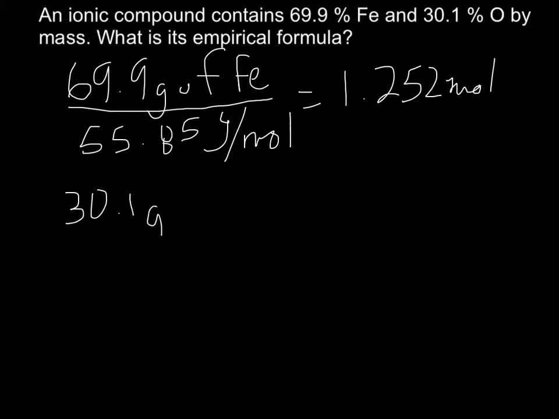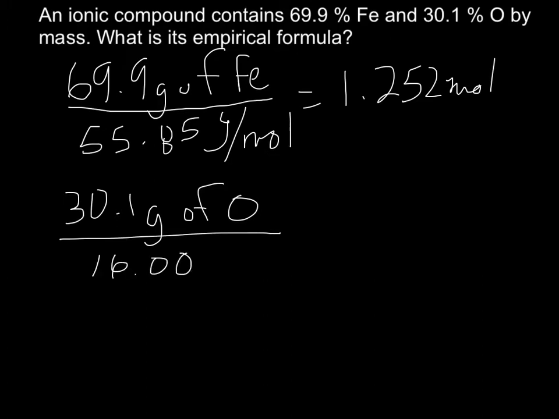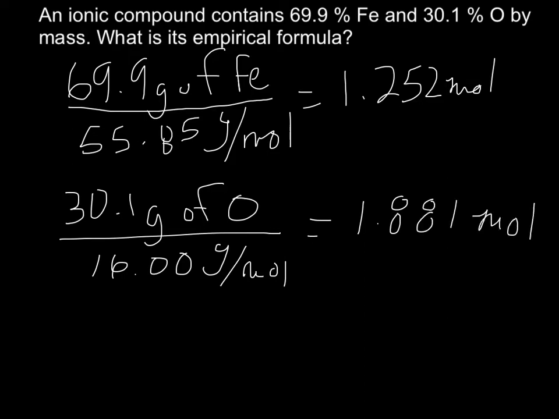Good. I'm going to repeat that exact same step now, so I'm going to do 30.1 grams, because I took 30.1% of 100 grams, which would be 30.1 grams. I know, the easiest math. And that's of oxygen. I'm now going to divide it by the molar mass of oxygen, which is 16 grams per mole. And that's going to give me 1.881 mole.